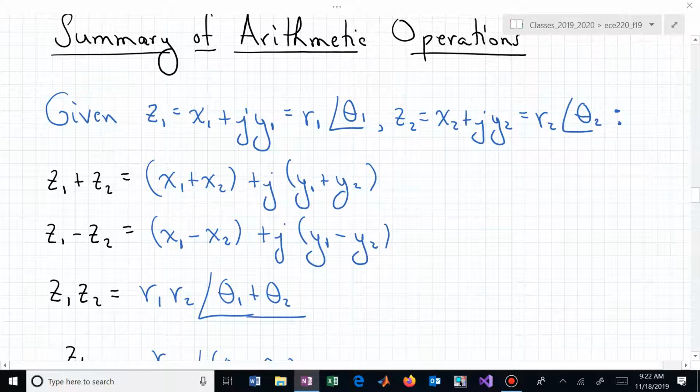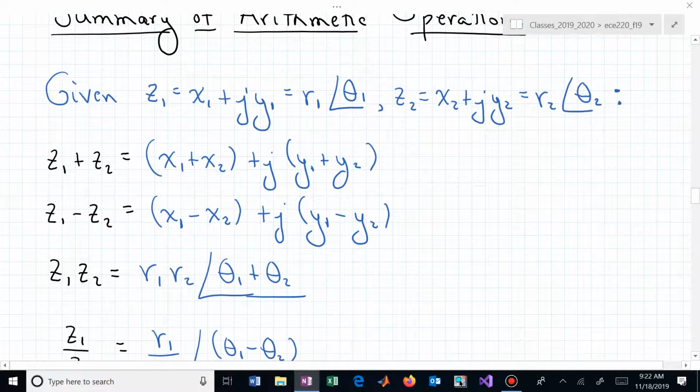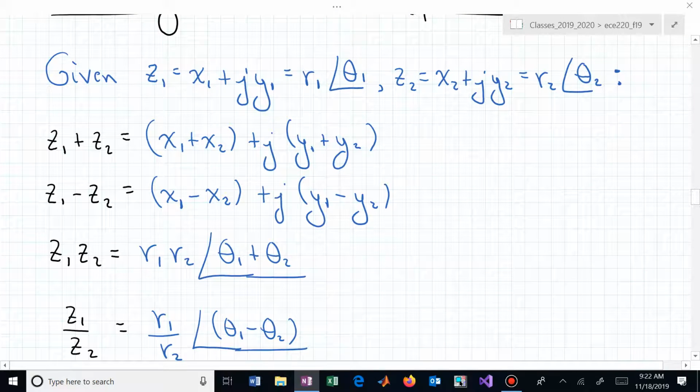I hope that you're now convinced that it's not that difficult to play with complex numbers. You just kind of have to keep track of things. So chapter 9 really is just a remake of chapters 3 and 4. It's just now we're playing with complex numbers instead of real numbers. Addition. We just add the components. Subtraction. We subtract the components. Multiplication. Now we just have to multiply their magnitudes and add their angles.